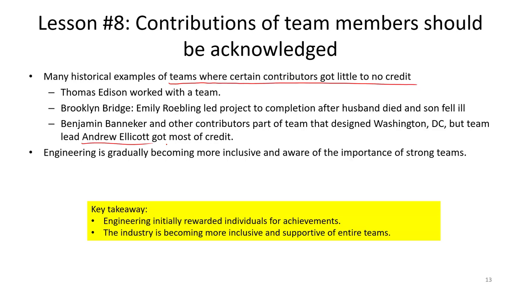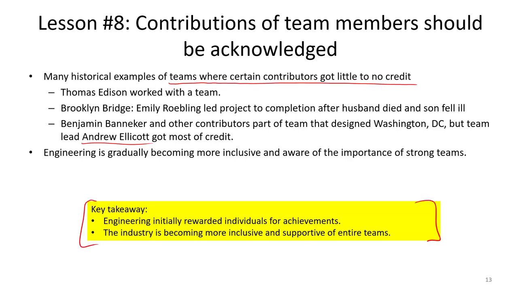Thankfully, engineering is changing, and in the industry today, a lot of people are a lot more inclusive and aware of the importance of teamwork. Companies have a lot stronger incentives to have people work together. Because when you recognize and reward entire teams rather than individuals, it can help foster greater collaboration and teamwork among engineers.